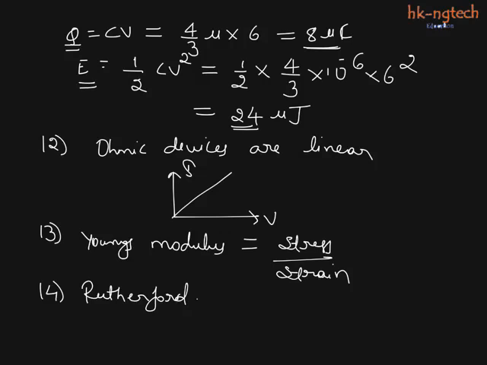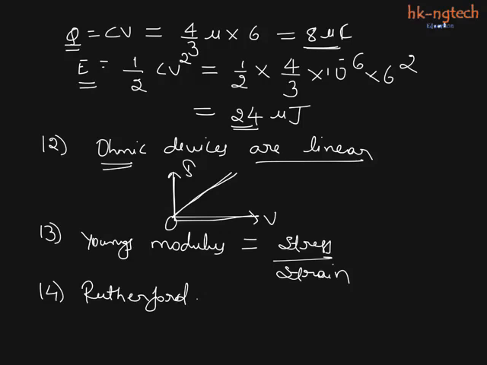Let's go for the 12th question. It says: out of the following graphs, which one correctly represents the I-V characteristic of an ohmic device? Ohmic devices are always linear in nature, so only one graph is linear through the origin. Therefore this graph is the right answer for that question.